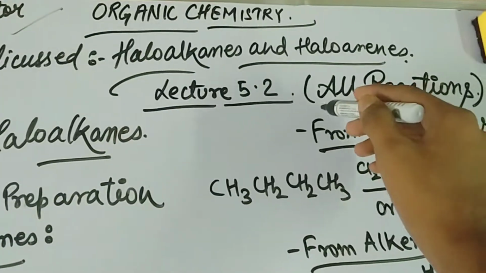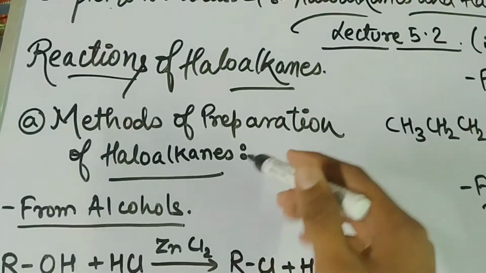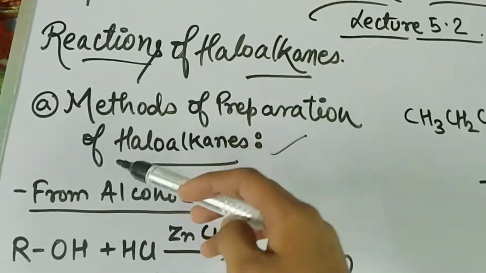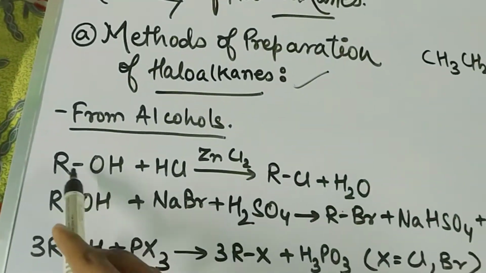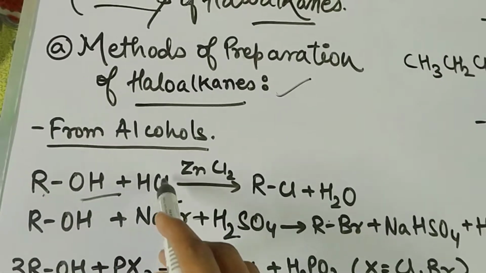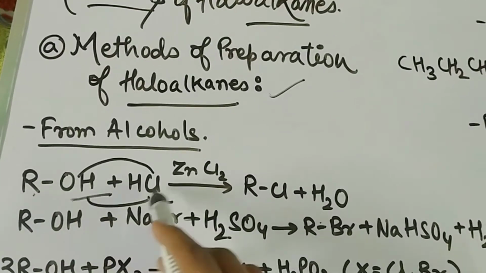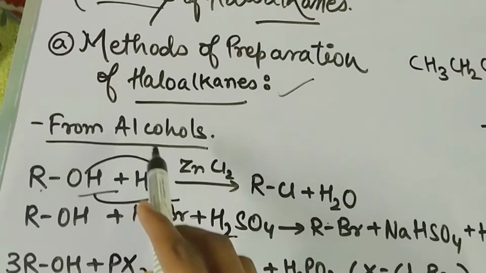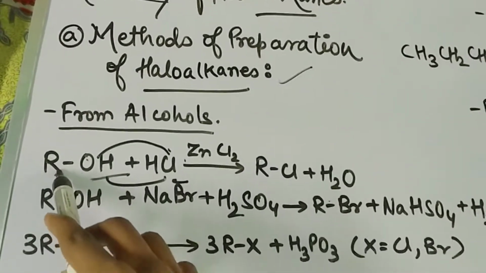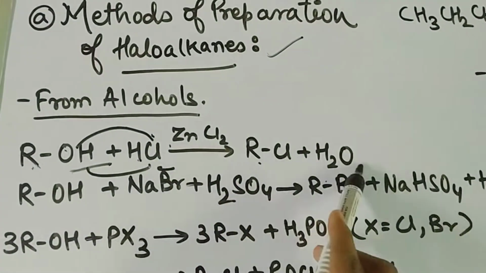Today we'll be discussing all the reactions of the haloalkanes. From the first, we are taking the methods of preparation of haloalkanes. We prepare the haloalkanes from the alcohols. We take the alcohol, it's just the replacing of the OH group and the halogen. We replace the groups. The OH comes and fixes up with the hydrogen, and the halogen X comes and sticks with the R, the alkyl. Here the reaction is ROH plus HCl gives RCl plus H2O.